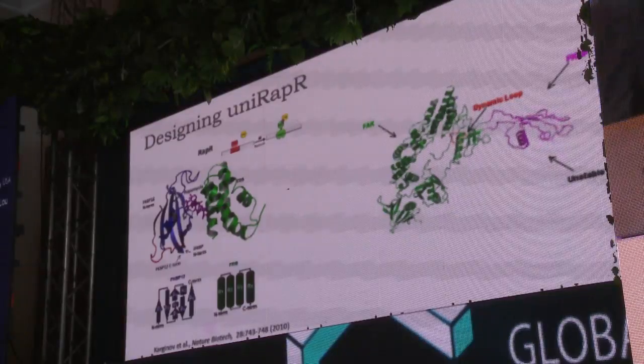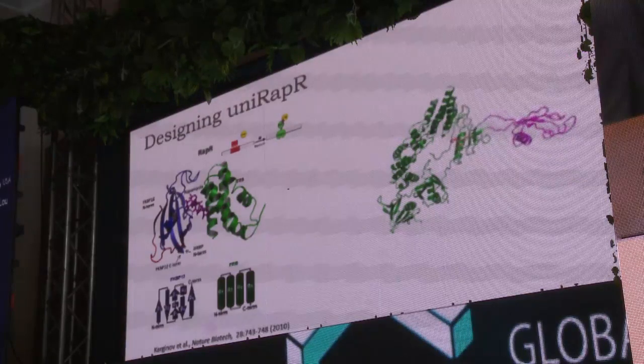Light is great for cellular studies. Drugs are great for animals. You don't want to drill a hole in the skull in order to activate a protein. So you can add a drug, and the animal responds. Initially, we used rapamycin that dimerizes FRB and FKBP.